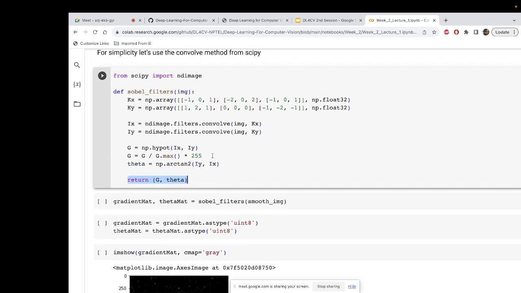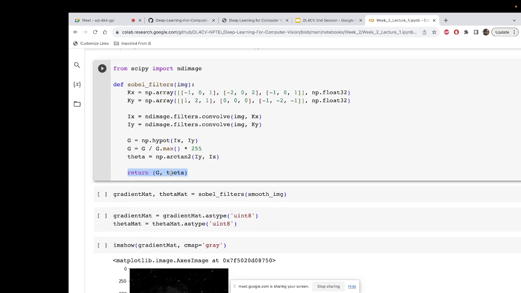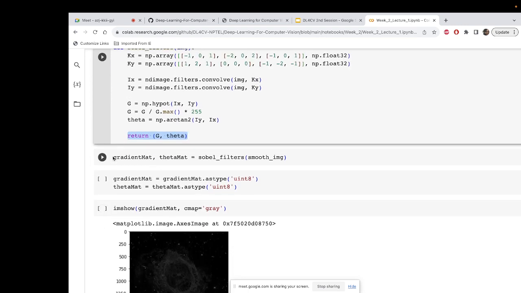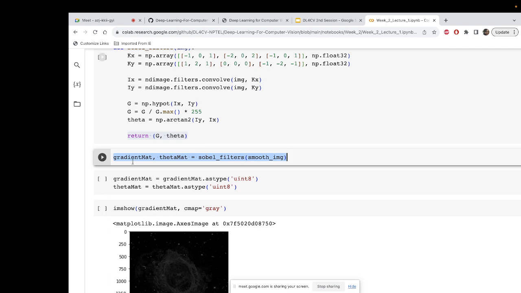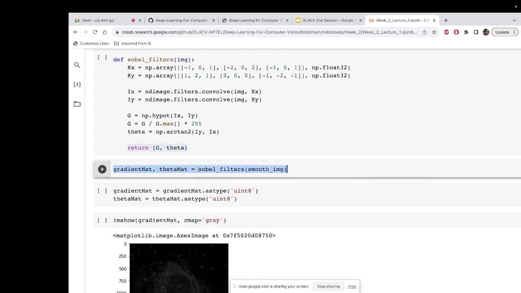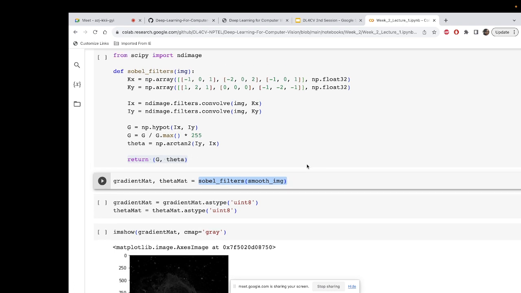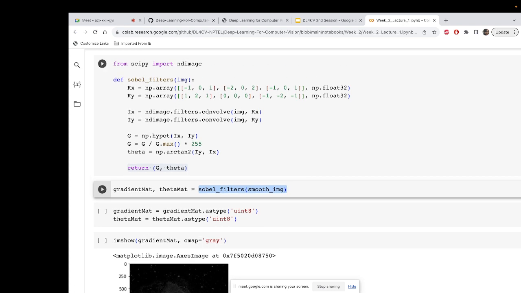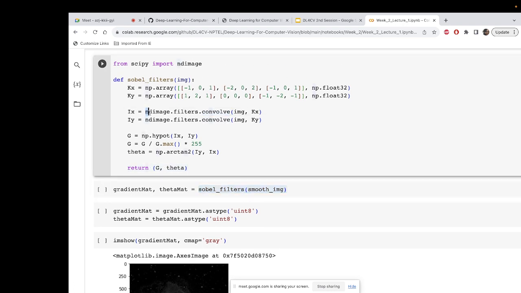That gives you the edge points: what is the magnitude of each pixel value, assuming each of them were edge points, and what are the orientations. Now you call this function and you get the gradient matrix and the theta matrix using these Sobel filters. This is exactly the same code that we had in the blocks above, just that we are using a convolve function provided by the SciPy library.